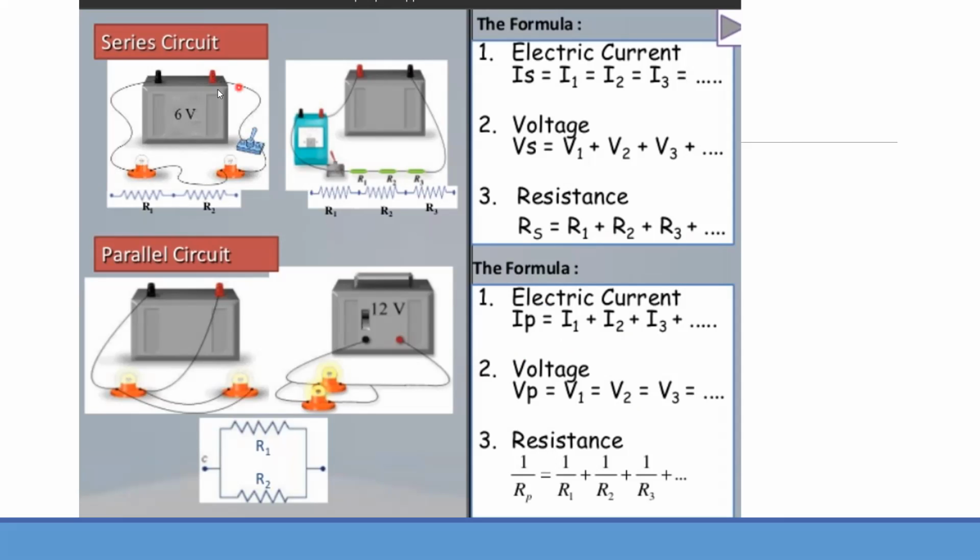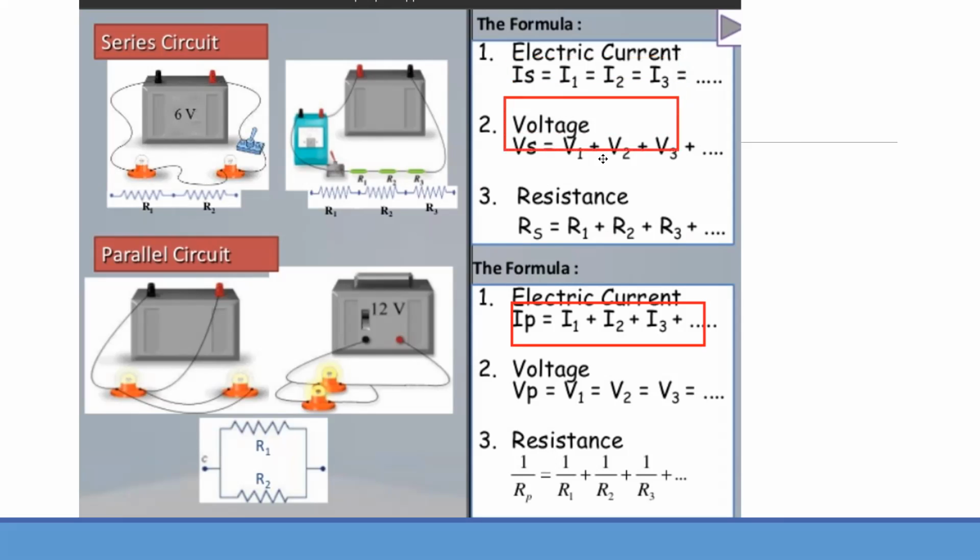Look here and look at the difference between here and here. In the first case, the currents are equal, but here no. The I in parallel is I1 plus I2 plus I3. They are divided. So this is the difference between them.